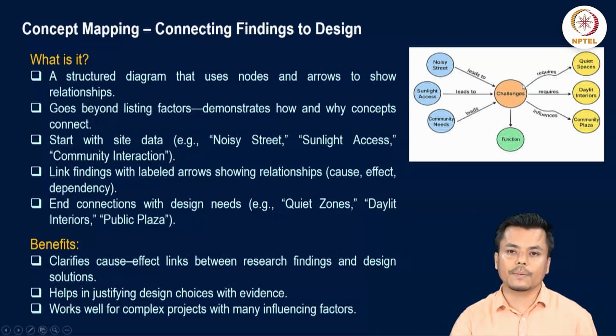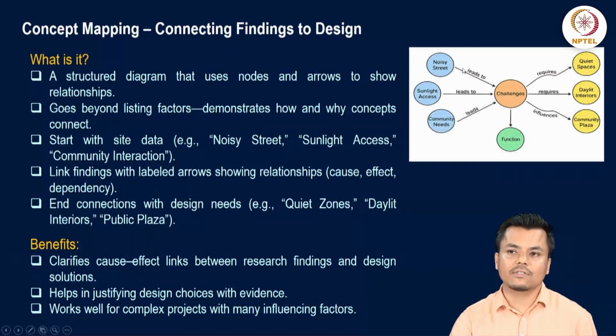The next is concept mapping. It is structured diagramming that uses nodes and arrows to show the relationship between the different aspects of the project. It goes beyond listing factors and demonstrates how and why concepts connect in the case of a project. It starts with site data, then links findings with labeled arrows showing the relationship, that is cause and effect and dependency among the two factors, and connections with design needs. So at the end you will be able to come up with some strategy.